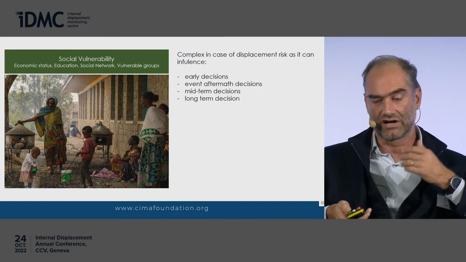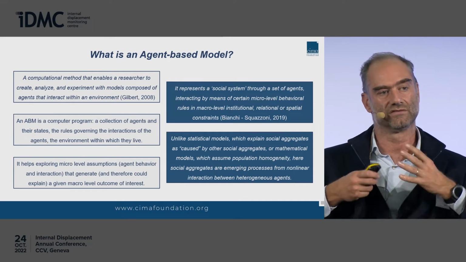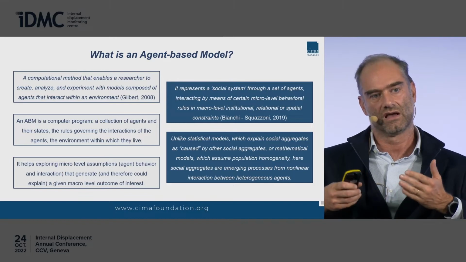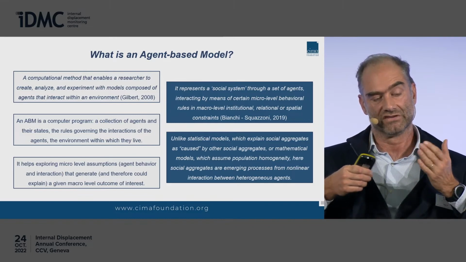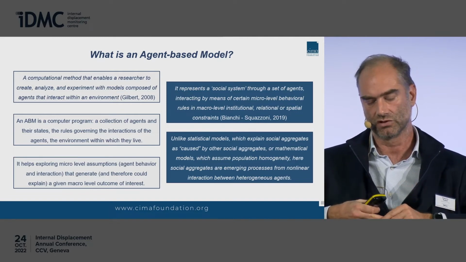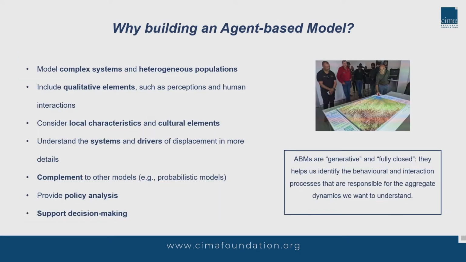So we are building an agent-based model that is really trying to capture the emerging behaviors of displacement, of decisions made upon the displacement issue, that takes into account all these different aspects: the level of income, the gender issue, the cultural issues, the social interaction that can influence my decision to move, for example. And why are we using an agent-based model?